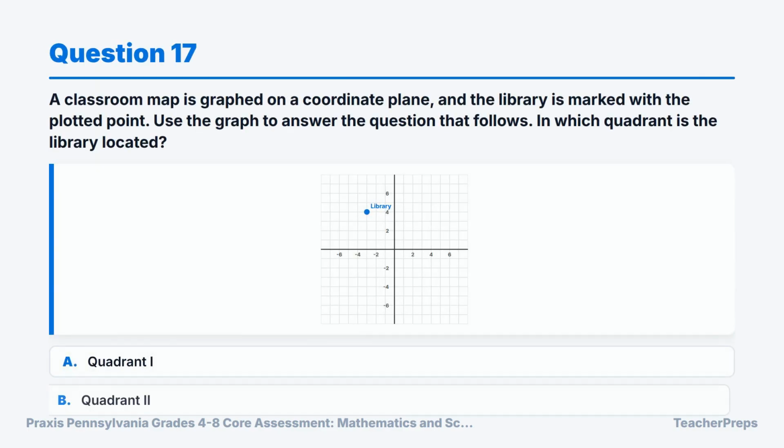Question 17. A classroom map is graphed on a coordinate plane, and the library is marked with the plotted point. Use the graph to answer the question that follows. In which quadrant is the library located? Pause the video and select the best answer.